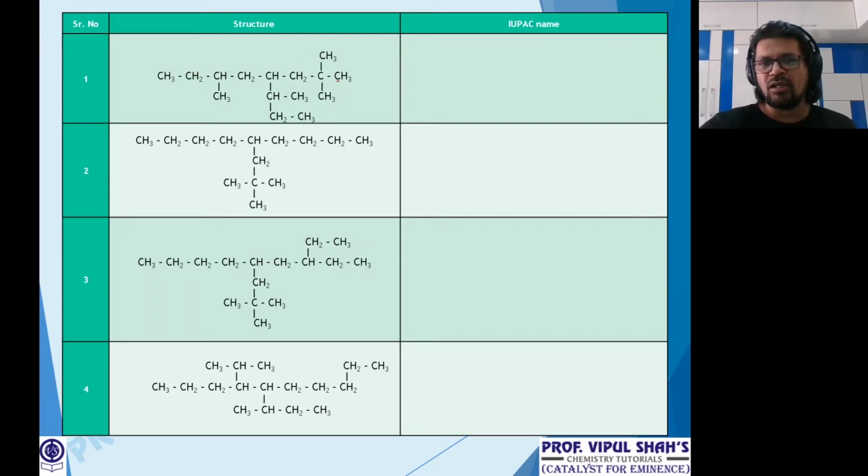Let's see one more continuous chain. 1, 2, 3, 4, 5, 6, 7. That doesn't make sense. Or if I go from down here, 1, 2, 3, 4, 5, 6, 7. Oh yeah, this is also there. So I'm getting 1, 2, 3, 4, 5, 6, 7, 8. If I do it this way, what are the branches? One branch here, a second branch over here, that's the third branch, that's the fourth branch. How many am I getting if I go from here? Please observe this.